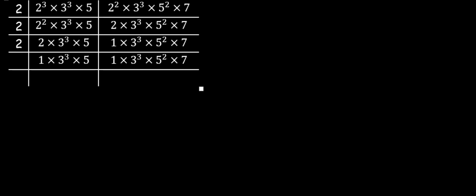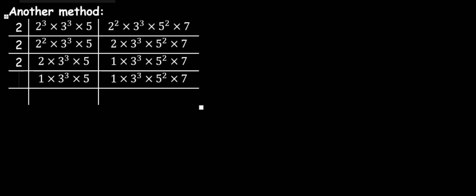Next, if you look at the common factor that we can use after 2, it is 3. So 3 divides our first set of values. The power of 3 will now reduce to 2. So from cube, it will reduce to square. So we now have 1 times 3 squared times 5. Now, similarly, in the second set of values, from cube, it will reduce to square: 1 times 3 squared times 5 squared times 7.